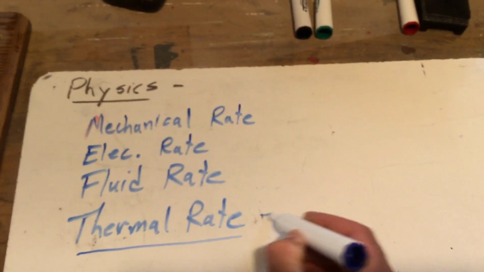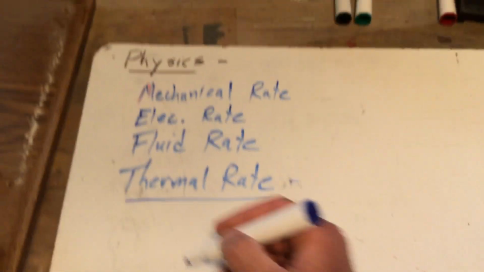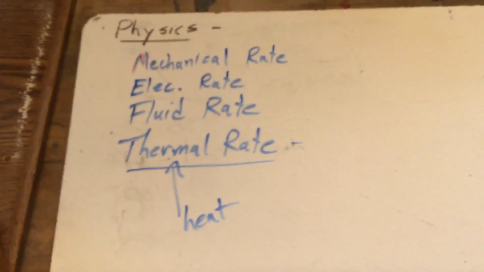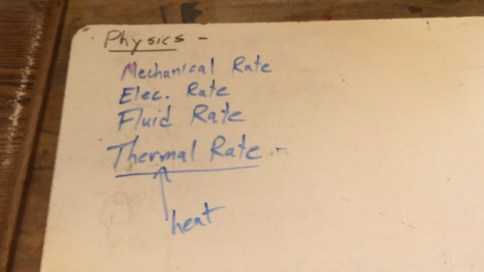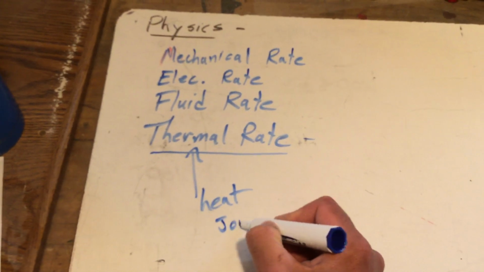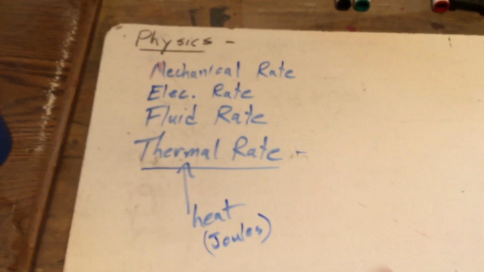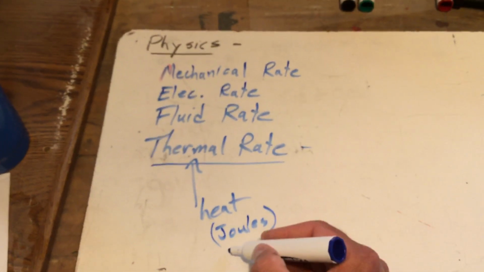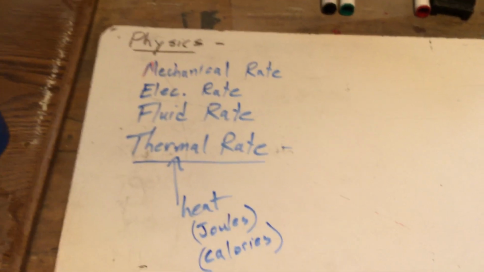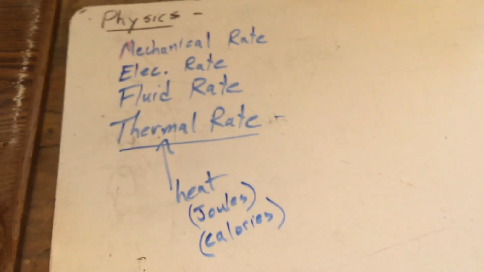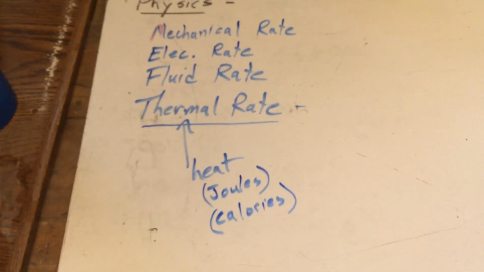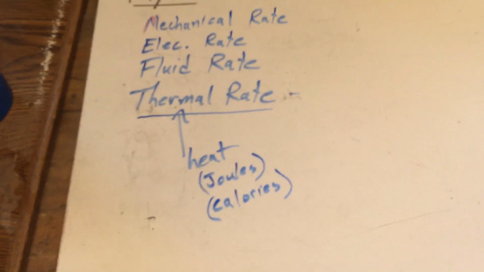So thermal rate, thermal being heat, is the flow of heat. It's how quickly heat is flowing. Now this has a few different units that we can use. It could be in joules of heat, just like you're used to joules of energy. It could also be in calories. Those are two ways that you can measure the heat. But the thermal rate, if we get right down to that, is how quickly the heat is moving.